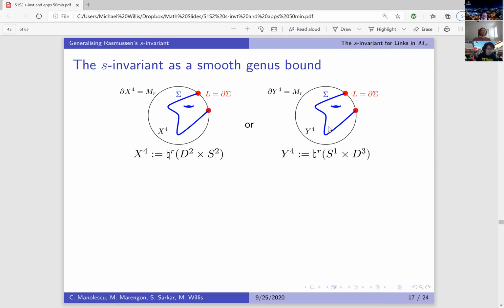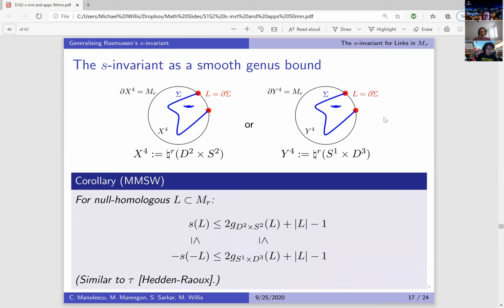And these two, so the corollary: how does the s-invariant help you here? Well, again, this still only works for null homologous guys, but if you have a null homologous link in your S1 cross S2s, then the s-invariant provides a lower bound for genus in the D2 cross S2s.